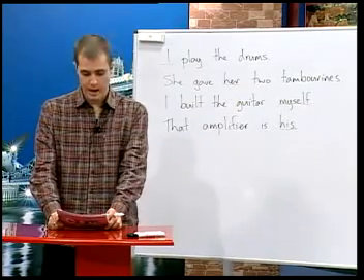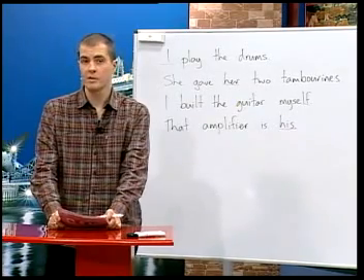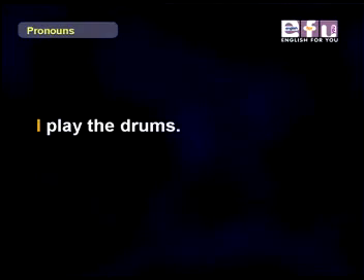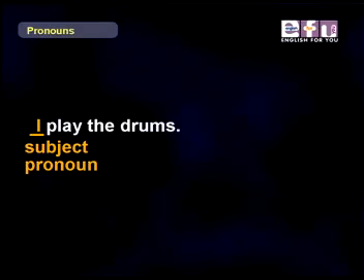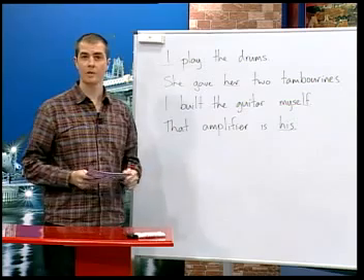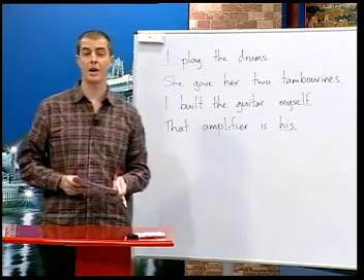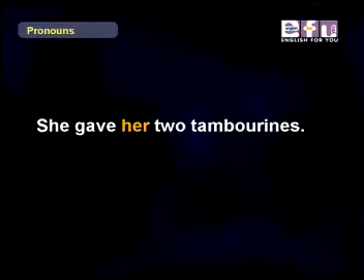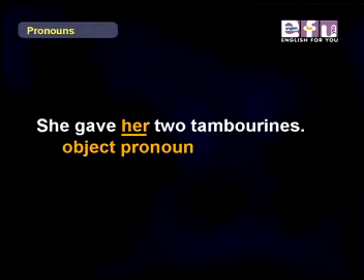Subject pronouns are pronouns which are used in the place of a subject. We have I play the drums. I is a subject pronoun. Object pronouns are used as the objects of the verbs or the prepositions. For example, she gave her 2 tambourines. This is the verb, this is the object of the verb.